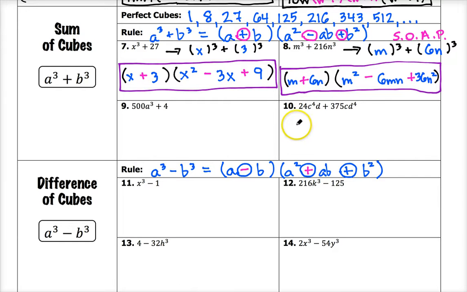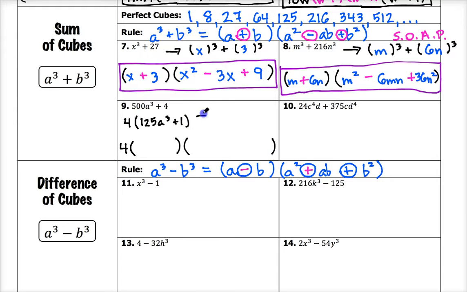Okay, number 9. This time you have a GCF that you need to factor out first. 504, the GCF is 4. So we'll write this as 4 times the quantity 125 a cubed plus 1. So now you'll bring that 4 down. That will be in your answer. You're focused on factoring that binomial that's left.